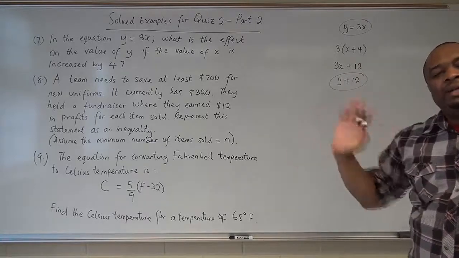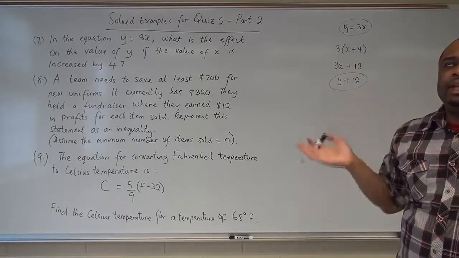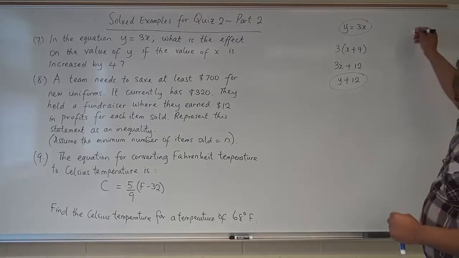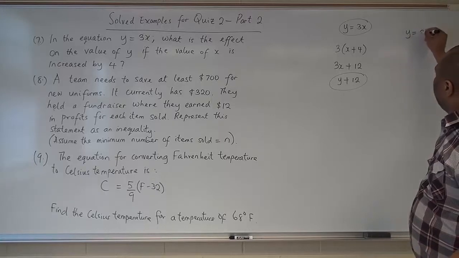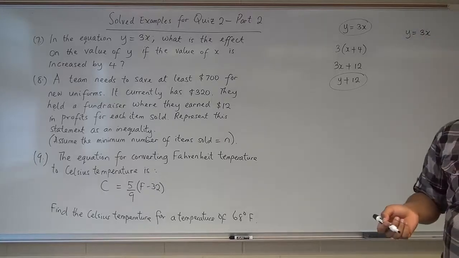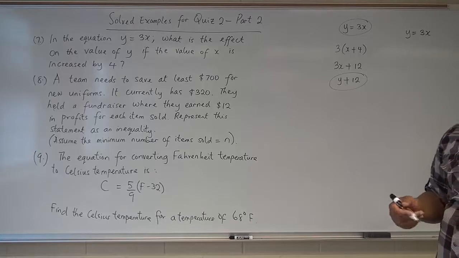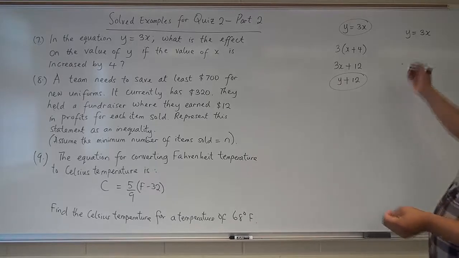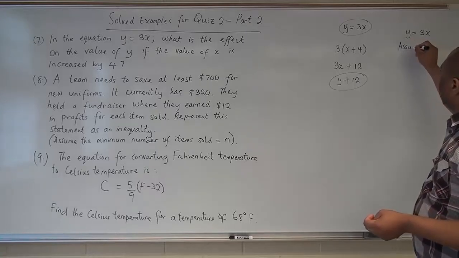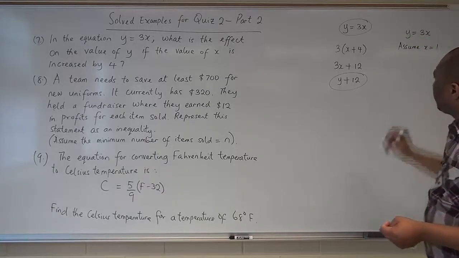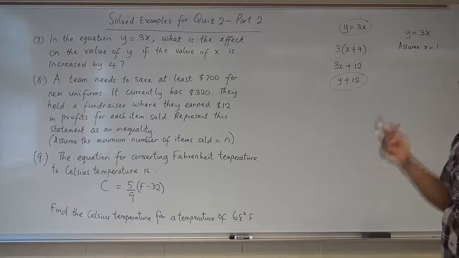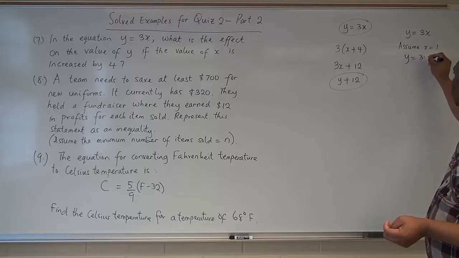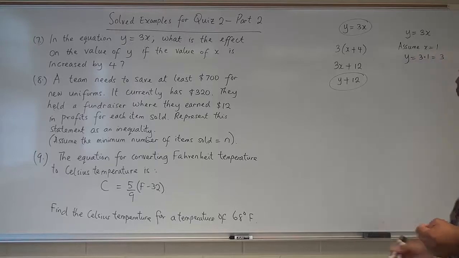Okay, we can do this another way. We can actually verify by arithmetic. We assume that we still have y equals 3x. Let's just assume what x will be. Let's just say 1. Assume that x is 1. If x is 1, then what is y? Y will be 3 times 1, which is 3.